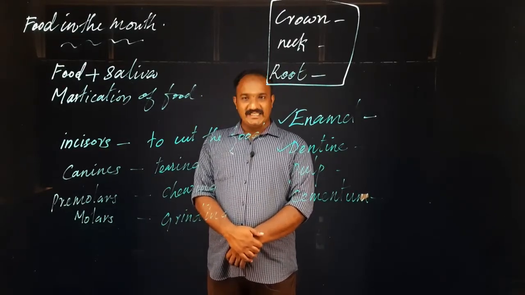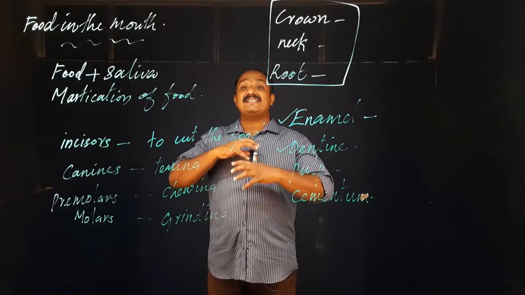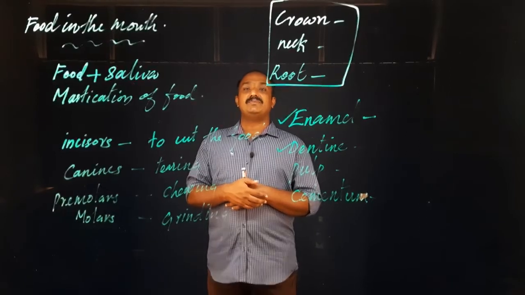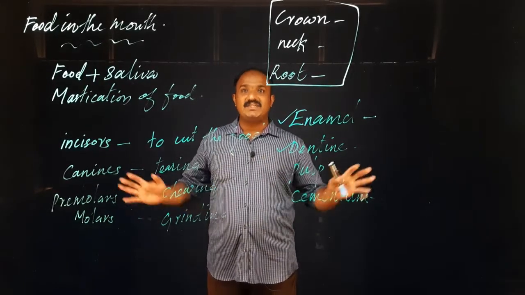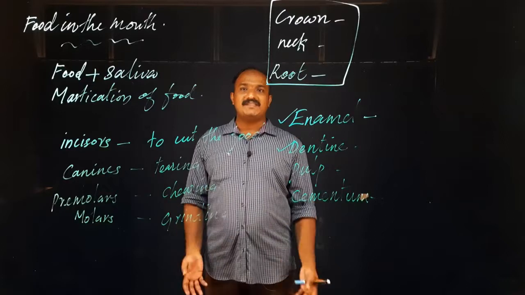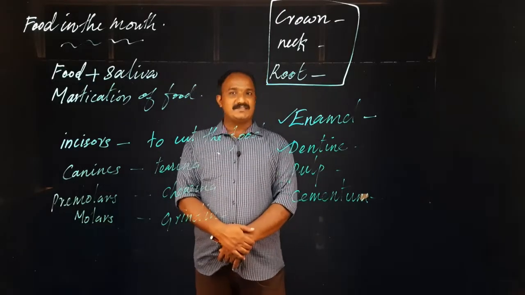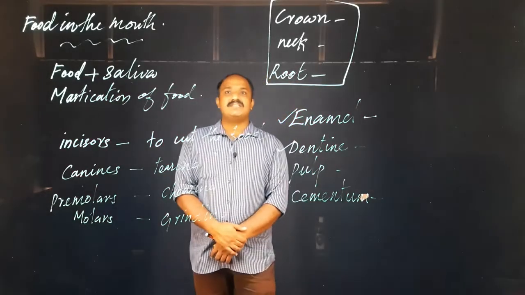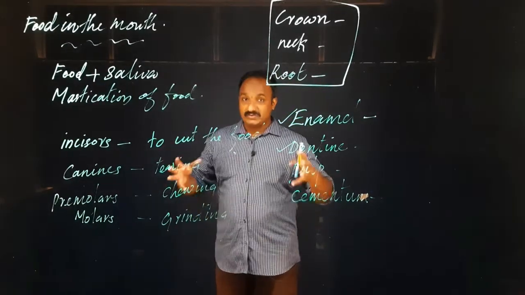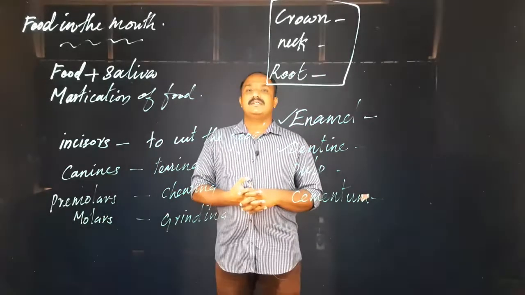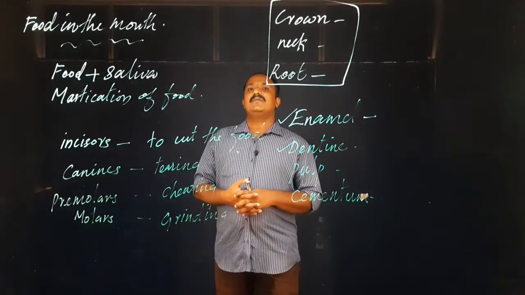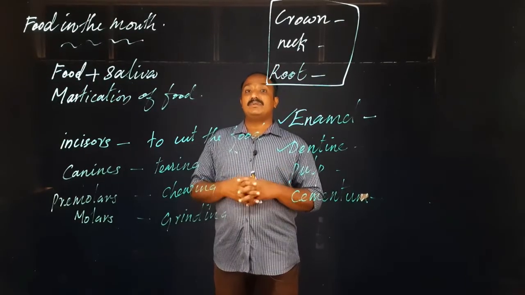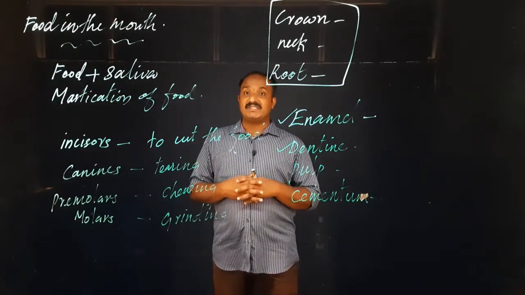So by using the teeth, the food is masticated and mixed with the saliva from the mouth. Then what digestive actions take place, we will explain in the coming classes. So today we can wind up here. In today's class, we discussed the digestive tract, then the nutrients and their functions, then what happens to the food from the mouth, mastication and mixing with the saliva.